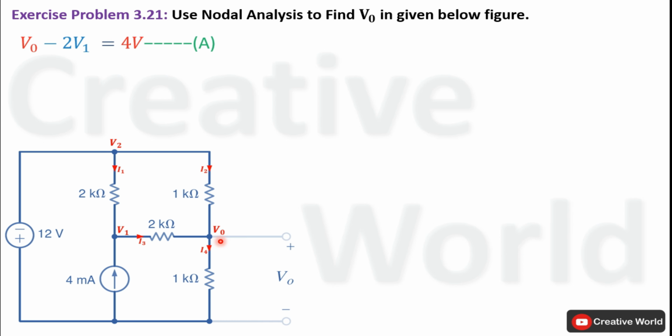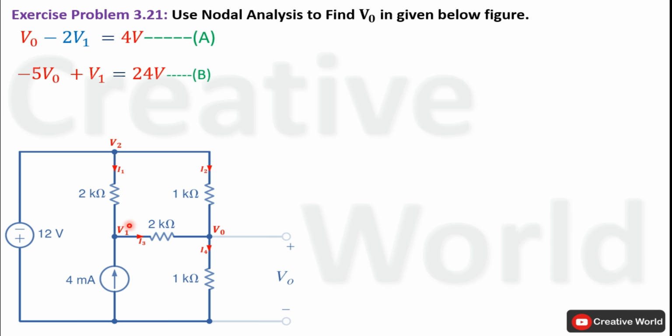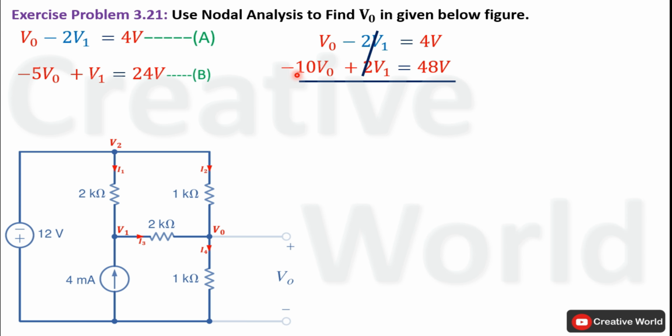Up to this point, we have retrieved two node voltage equations from this network. We will try to solve these two equations to find out the value of V0. For that purpose, we will take equation A as it is and will multiply equation B with 2. Product of 2 with equation B will become minus 10V0 plus 2V1 equal to 48 volt. Now add these two equations together. Minus 2V1 and plus 2V1 will cancel out with each other. Sum of minus 10V0 and V0 will become minus 9V0. On the other hand side of equal, sum of 48 volt and 4 volt will become 52 volt.